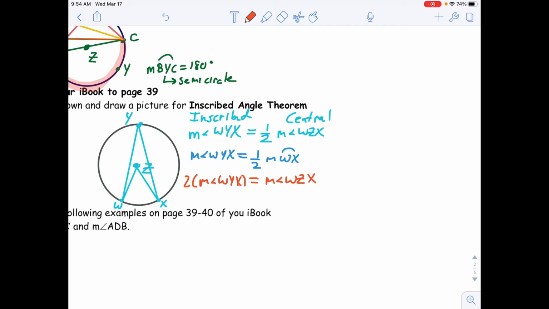And that's true for the arc measure as well. I could also say that it's true for the arc. Again, a lot of letters going on right now. And remember, central angle equals the arc measure. So remember that the measure of angle WZX equals the measure of arc WX.